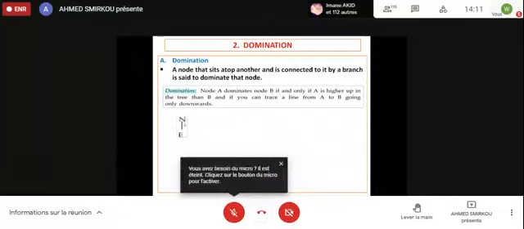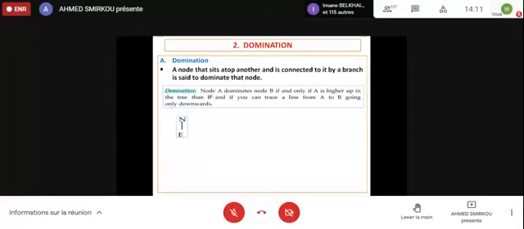So consider this tree, N and E. Now go back to the definition. Node A, so N is A. We always give the example of nodes A and B, just to use them as examples, as in mathematics they use X as an example. So N is A and E is B. Node A dominates node B if A is higher up in the tree.